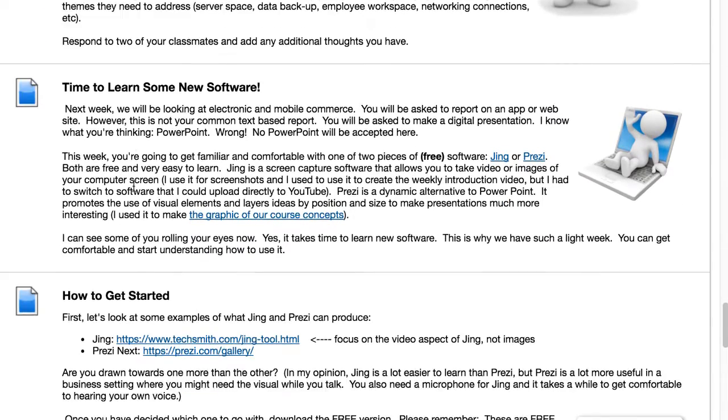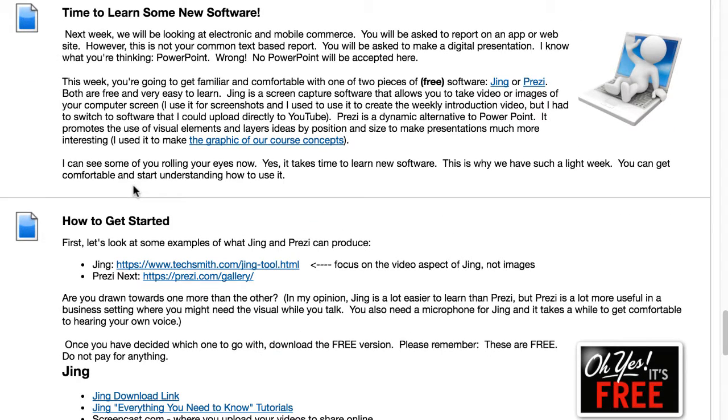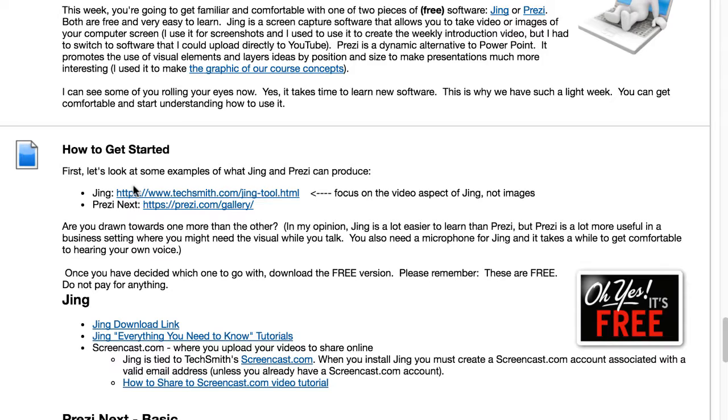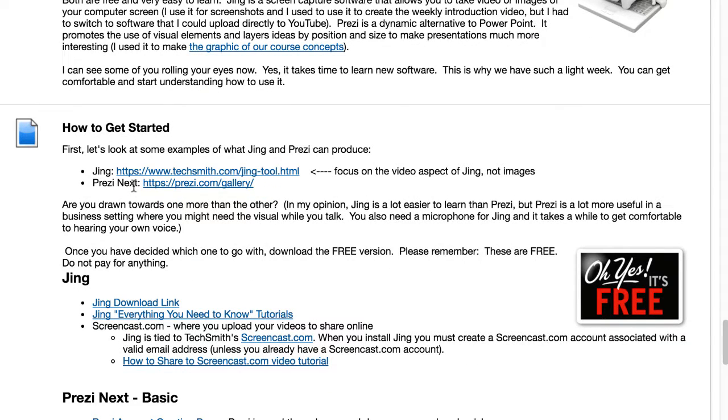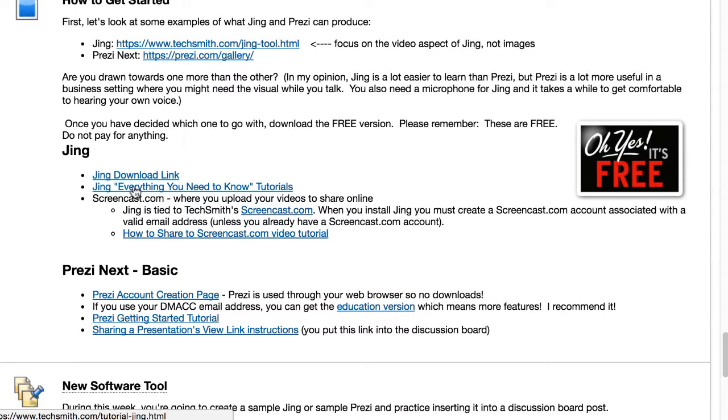Then we're going to spend some time this week learning some new software. You have 2 options. One is Jing and one is Prezi. Jing is a video-based tool with audio, so you're able to take a screen capture of your computer and then provide the audio at the same time. It's limited to about 5 minutes. And Prezi is a visual presentation, so you can connect your thoughts together and draw your audience through the material. Take a look at both those, decide which one you want to do.